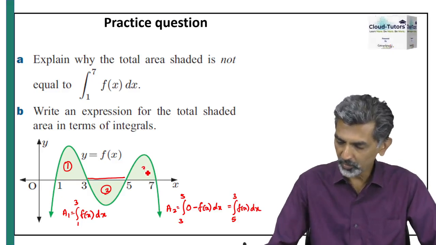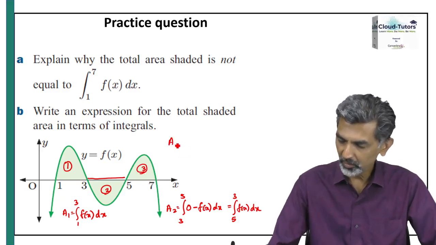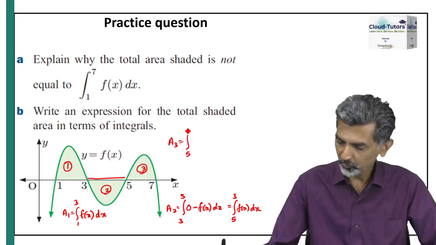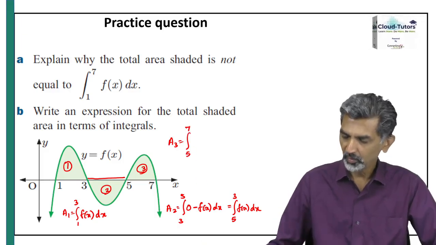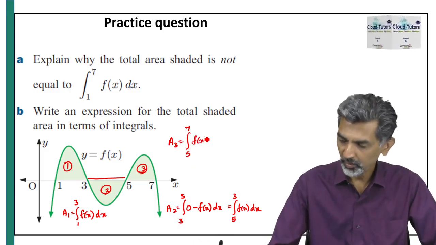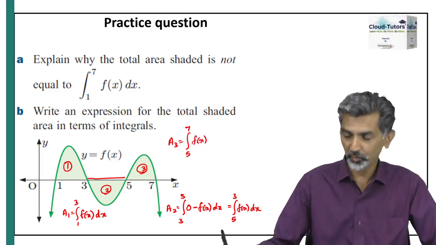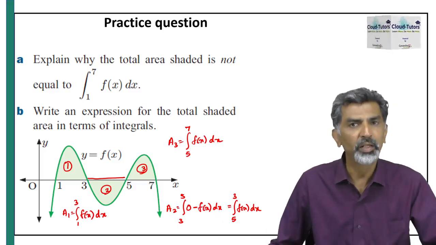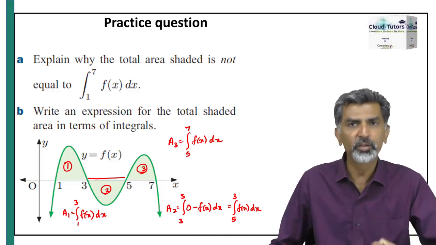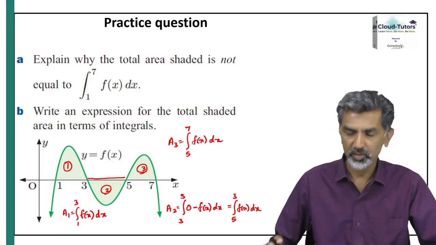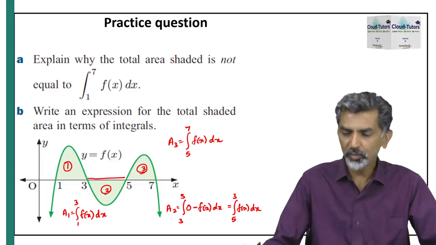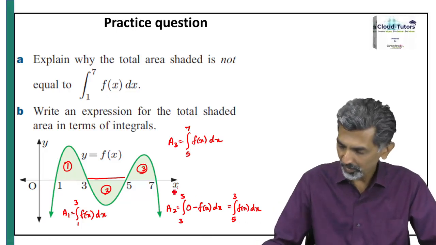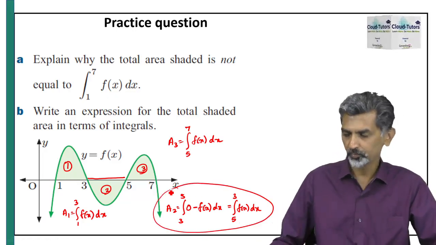And what about this region here, A3? A3 is integral from 5 to 7. The upper curve is f of x, and the lower curve is the x-axis, which is just 0. So adding A1, A2 and A3 will give you the actual area which is shaded. How is it different from the given expression? Well, it is because of this A2 here.